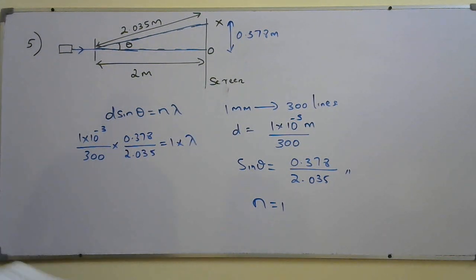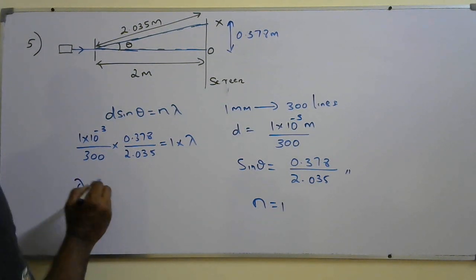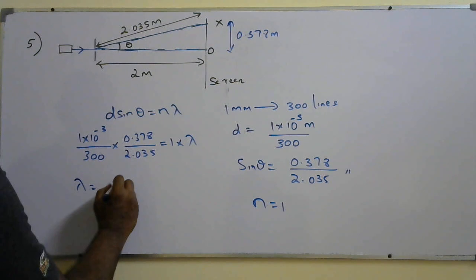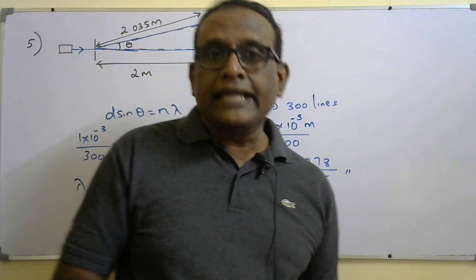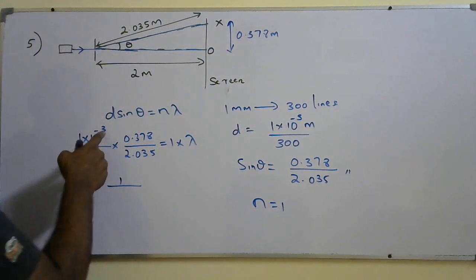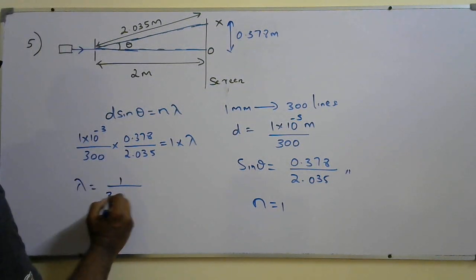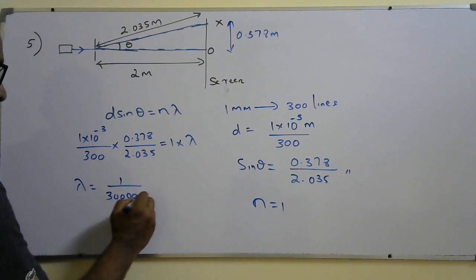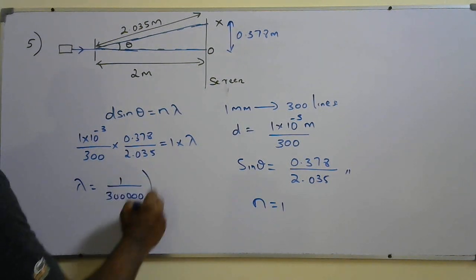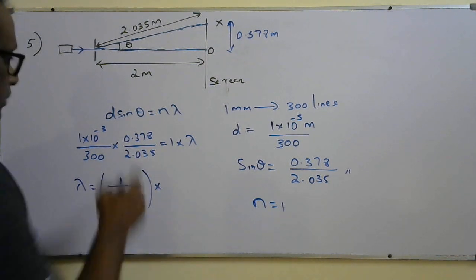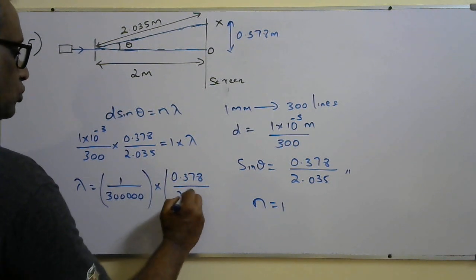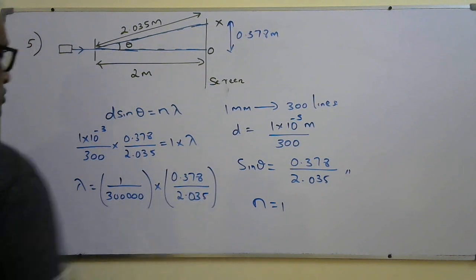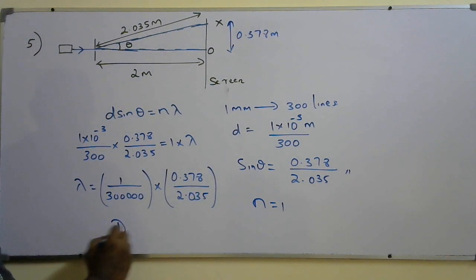So you know already lambda is the subject. So the correct answer: lambda is equal to 1 over 10 to the power minus 3, which is in the numerator. When it comes to the denominator, it will become 10 to the power plus 3. So 10 to the power plus 3 into 300, that is 300 with another 3 zeros, into 0.378 over 2.035. So the correct answer is D.